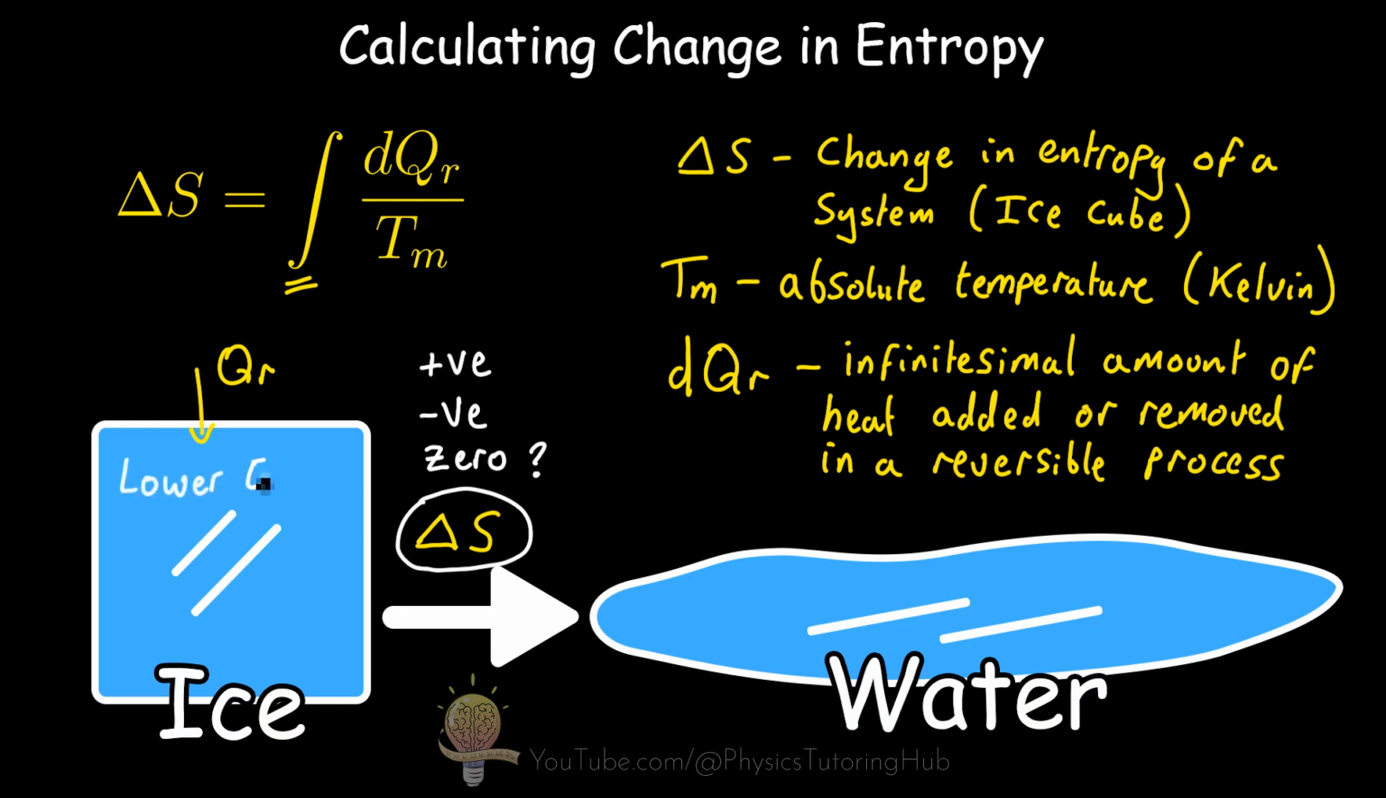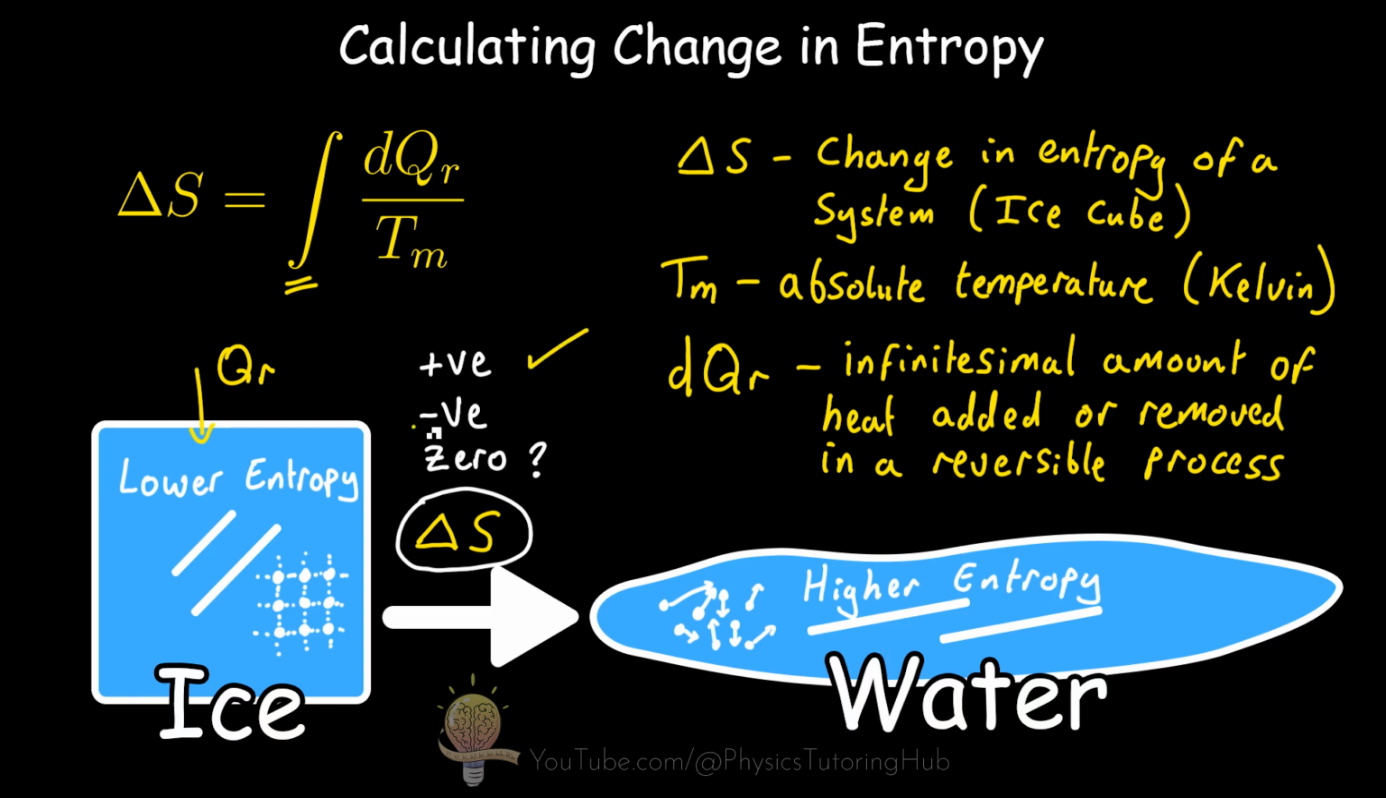Well, ice has a lower entropy state than the equivalent mass of liquid water because molecules of liquid have many more ways to arrange themselves than the same molecules when they're locked up in a lattice structure. So with this in mind, we'd expect the entropy change to be positive.